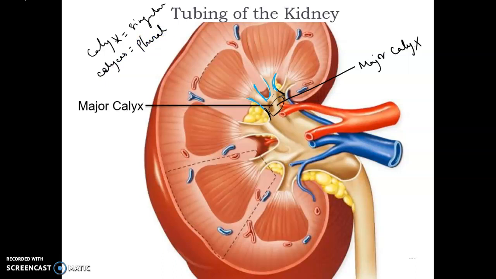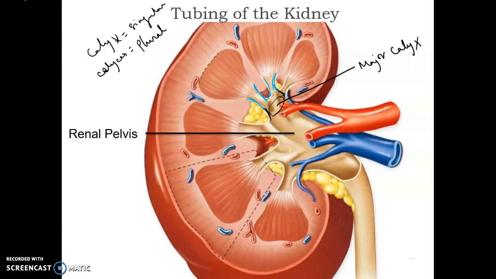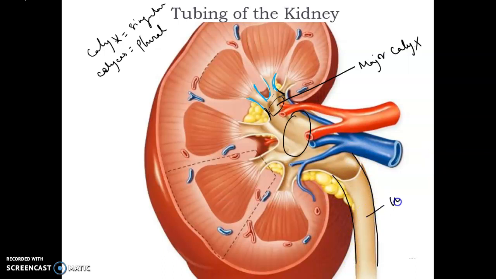Okay. Major calyx. This is followed by this common area called the renal pelvis, and the renal pelvis then leads to this tube that extends out of the kidney. This is called the ureter. So that's the ureter. This common area is the pelvis. And we also talked about the major calyx and the minor calyx.